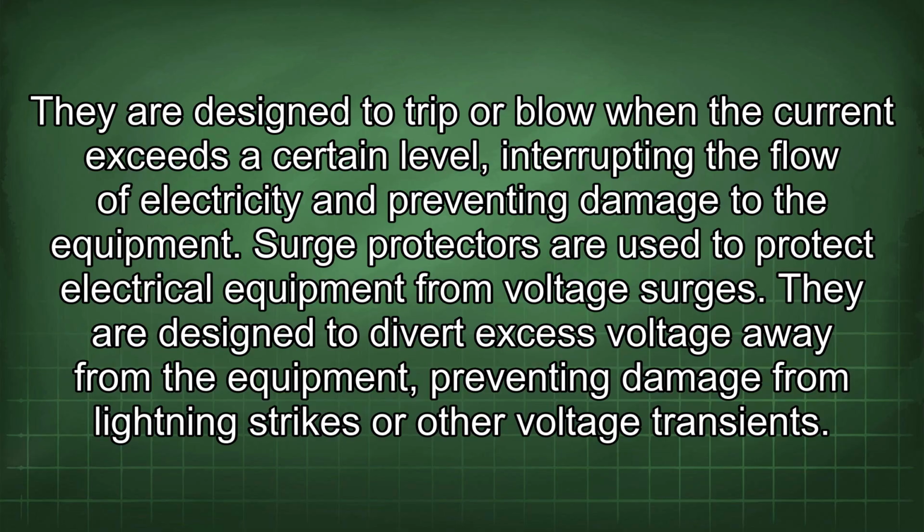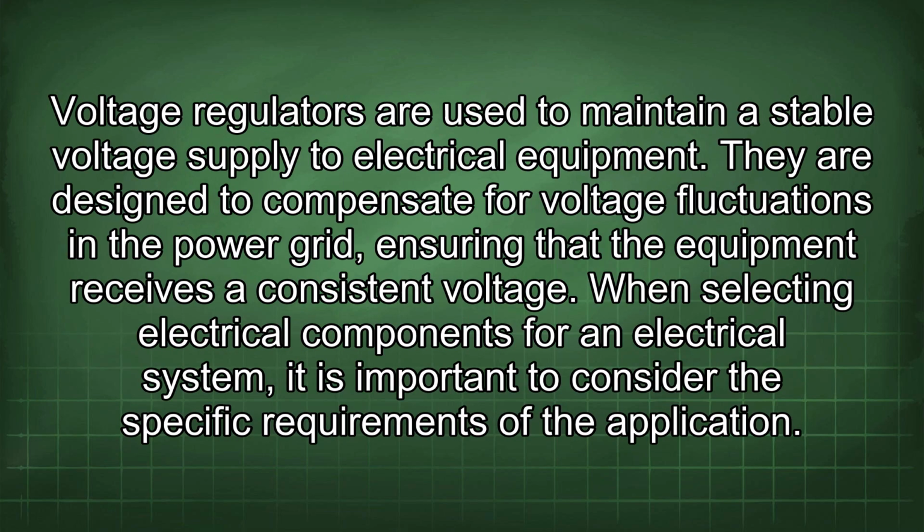Surge protectors are used to protect electrical equipment from voltage surges. They are designed to divert excess voltage away from the equipment, preventing damage from lightning strikes or other voltage transients. Voltage regulators are used to maintain a stable voltage supply to electrical equipment. They are designed to compensate for voltage fluctuations in the power grid, ensuring that the equipment receives a consistent voltage.